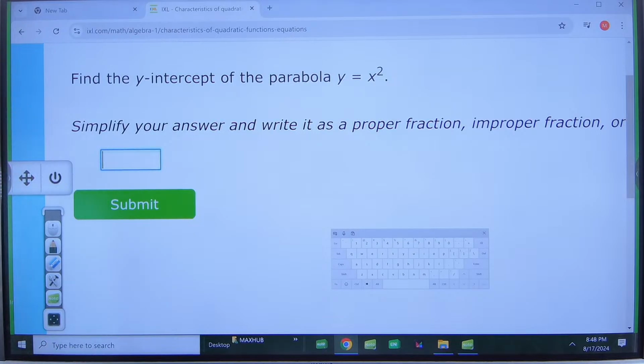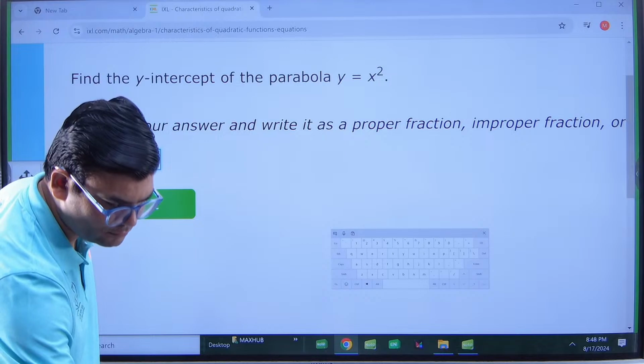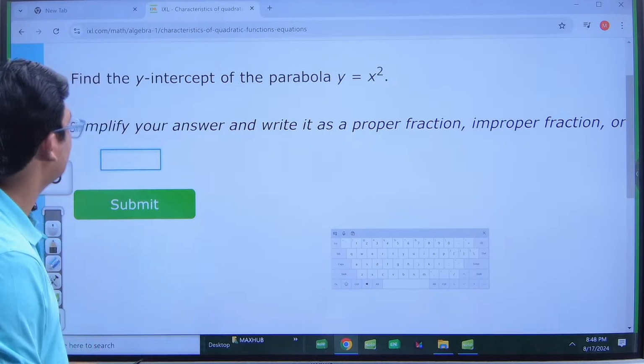Find the y-intercept of the parabola y is equal to x square. Sir, 0. 0, good.